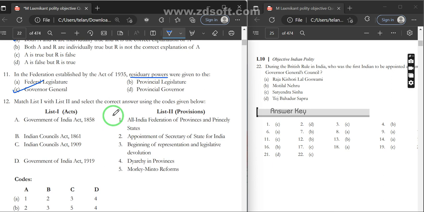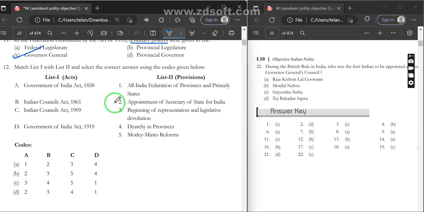Next, 12th question. Match list, match 2. Okay, let's see A, B, C, D with the 1, 2, 3, 4, 5, just like we have seen in the past questions. Government of India Act 1858, it appointed Secretary of State for India. Indian Councils Act 1861, it led to the beginning of representation and legislative devolution, representation of Indians. Okay, you need to understand that. And C, Indian Councils Act 1909, Minto-Morley reforms. C, I have told you above. The same question came here.